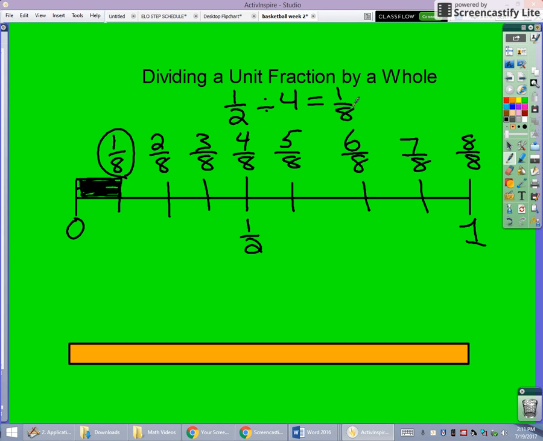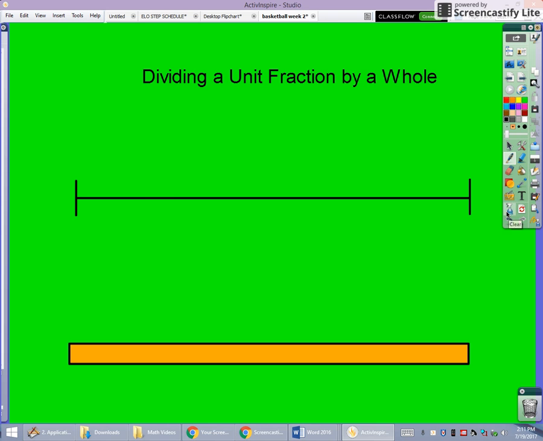Let's go ahead and try another example. Let's try 1/3 divided by 2. Again, ask yourself, what do I need to label my number line? I need to label it from 0 to 1 because I'm only really working with 1/3.